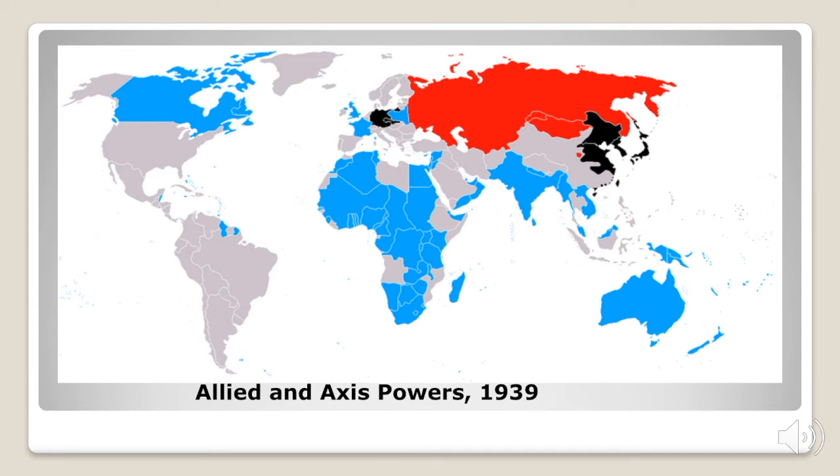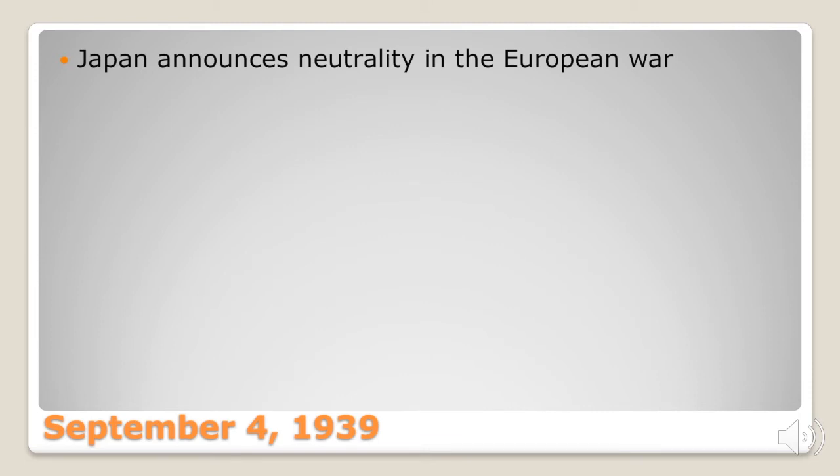So September 4, Japan announces her neutrality in the European war. She's keeping her focus in Asia, which is one of those things that's interesting. When the U.S. declares war on Japan, Germany declares war on the U.S., even though Japan was uninvolved in the European war.